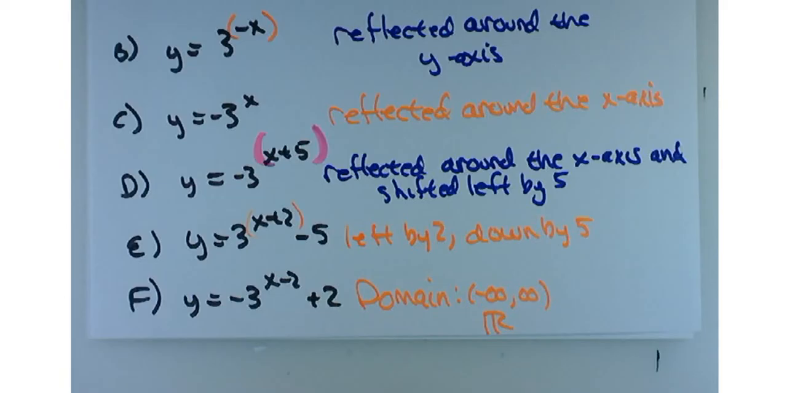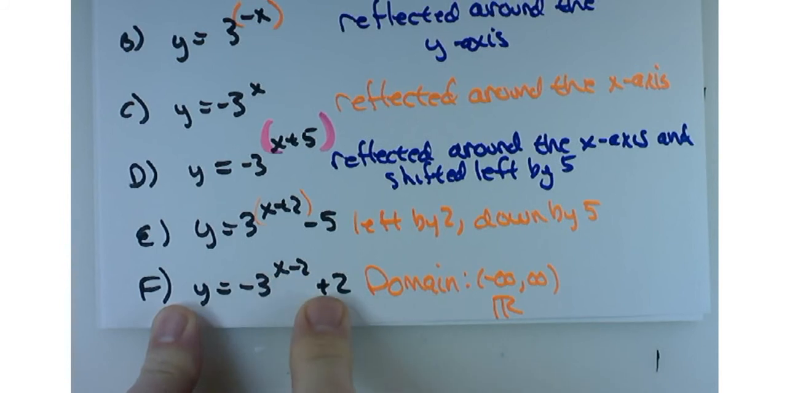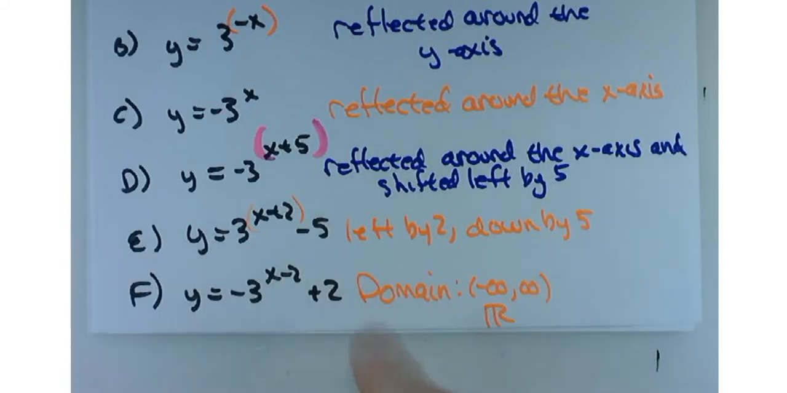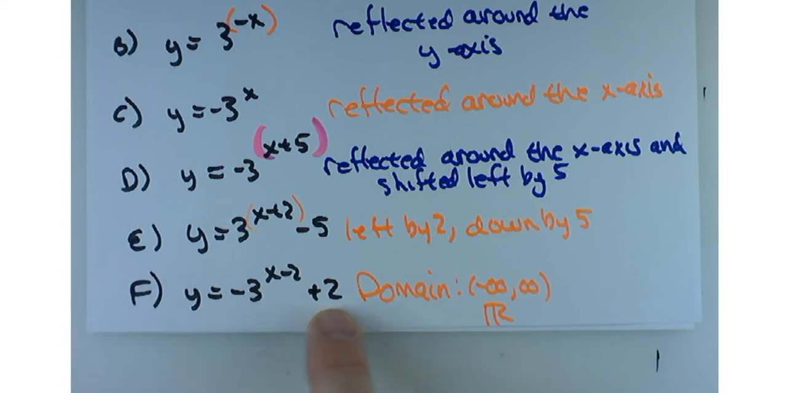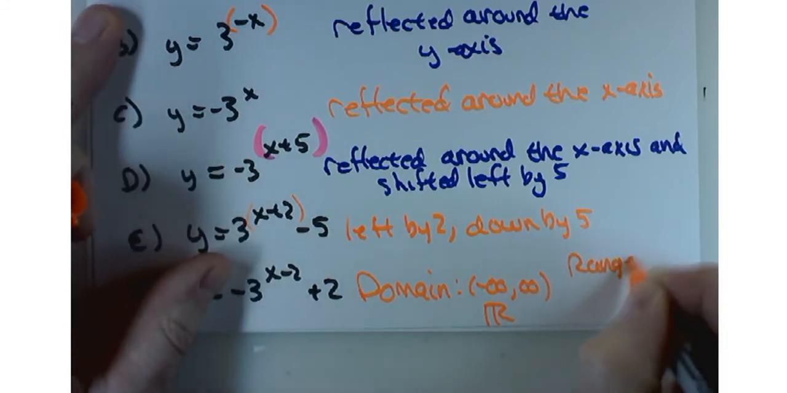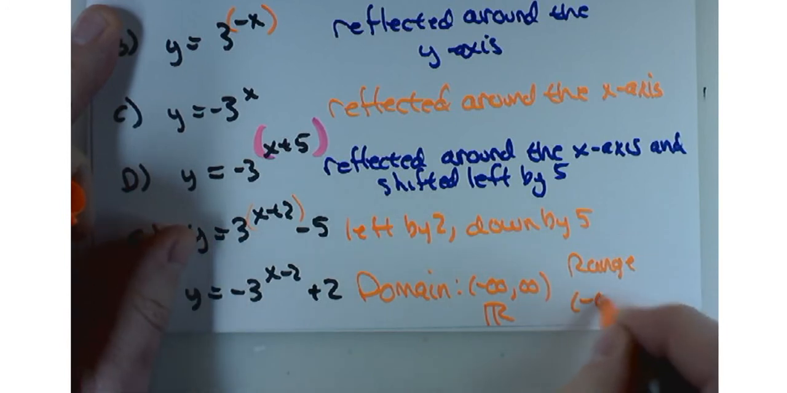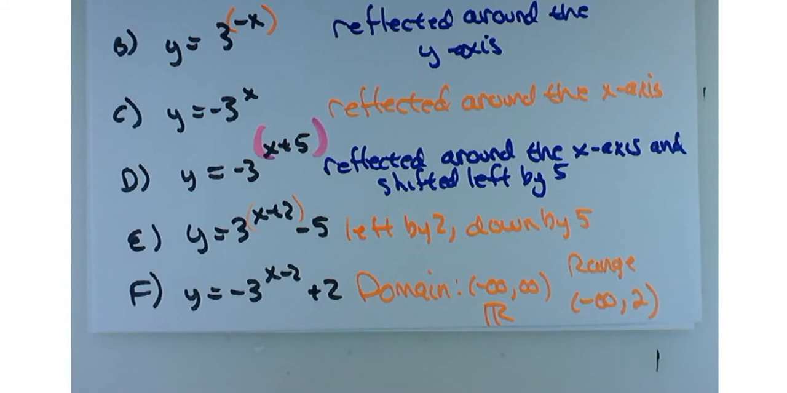This has been flipped upside down, shifted to the right by 2, and up by 2. But because it's flipped upside down, it's a decreasing function, and it never gets above that number 2. So its range is going to be negative infinity to 2. 2 is going to get a parenthesis on that one. Whew.